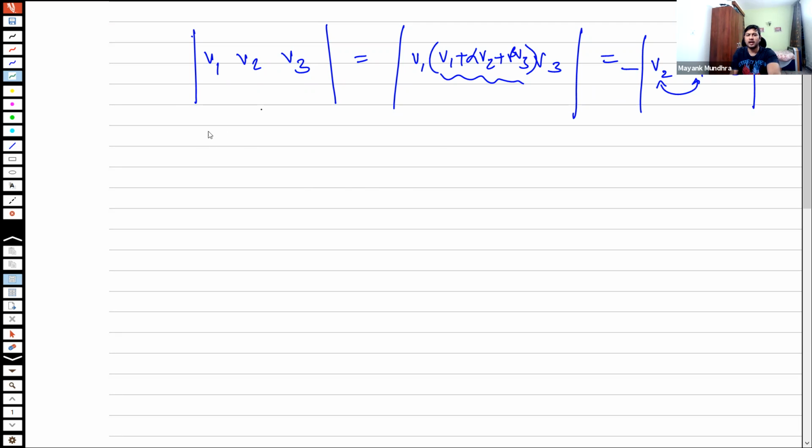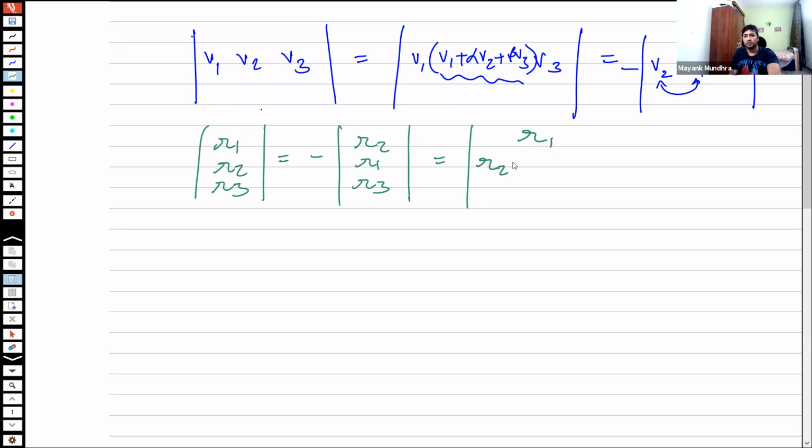And the same thing happens if you have the determinant for R1, R2, R3. Suppose these are rows, row 1, row 2, row 3. So this would be the negative of row 2, row 1, row 3. And this could be equal to row 1, row 2 plus alpha row 1 plus beta row 3, and row 3. Such things, if you do, the determinant value remains unchanged.